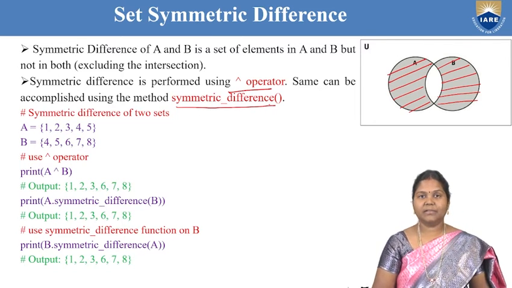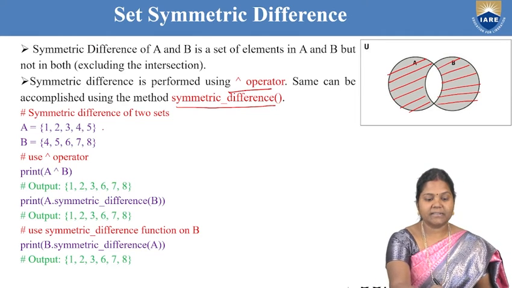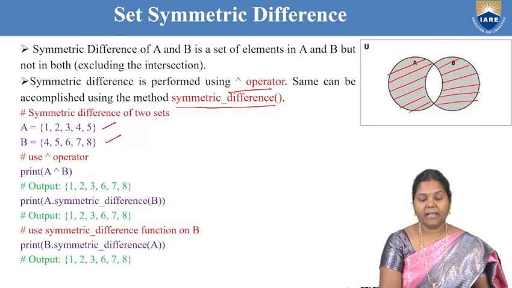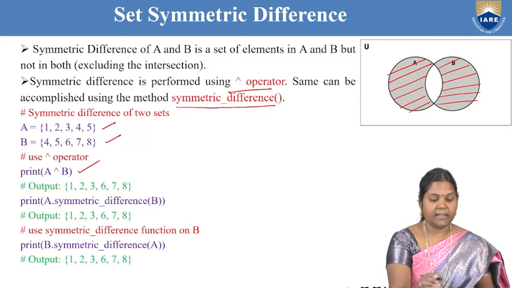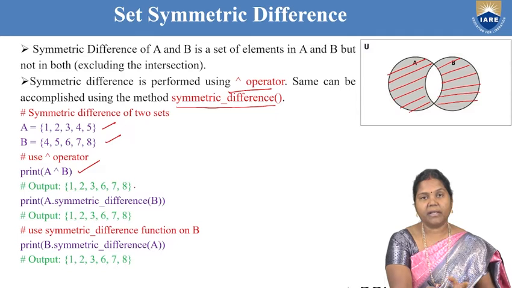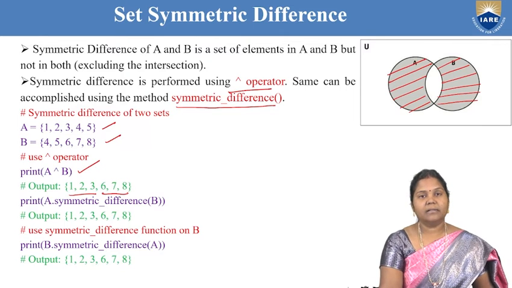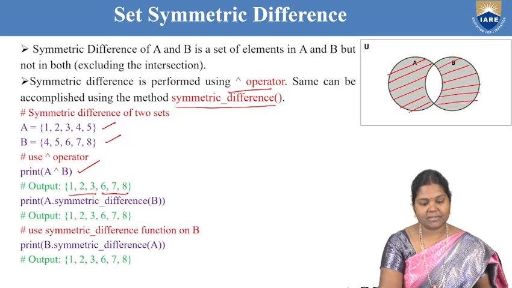Now let us understand through an example. Let us take two sets. A is equal to 1, 2, 3, 4, 5. B is 4, 5, 6, 7, 8. Now let us use A cap B, A symmetric difference with B. So you can write like this, A cap B. If you print it, the common elements of A and B are excluded. So 1, 2, 3 are the unique elements of A and 6, 7, 8 are the unique elements of B. Both are clubbed together. That is called symmetric difference.